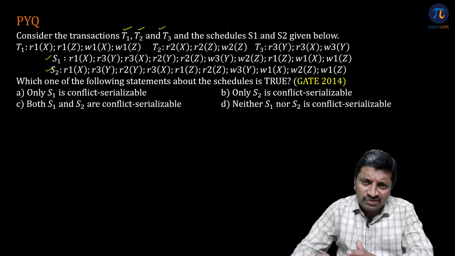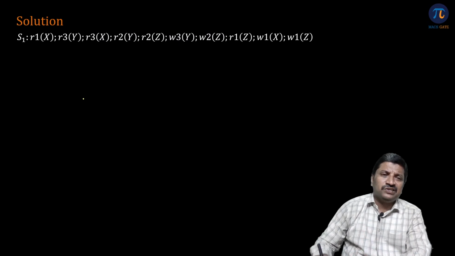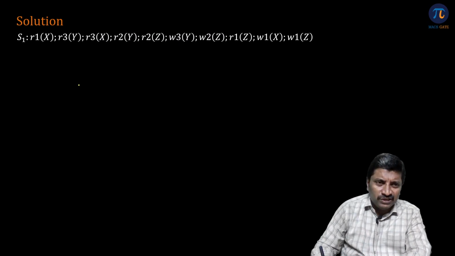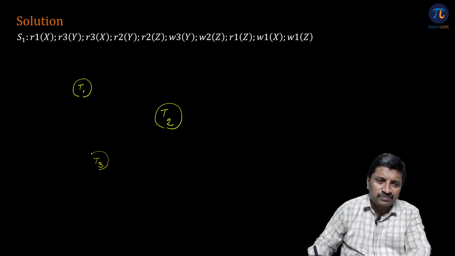So the same procedure we need to apply for two times. Let us do it. Consider this. Sir, the first schedule is T1, T2, T3. Why have we written 3 nodes, sir? Because we have 3 transactions.